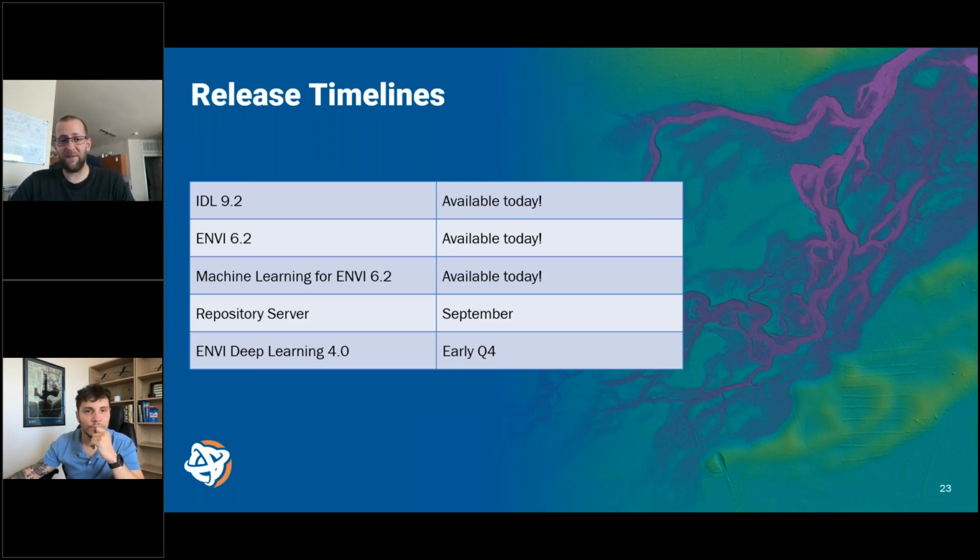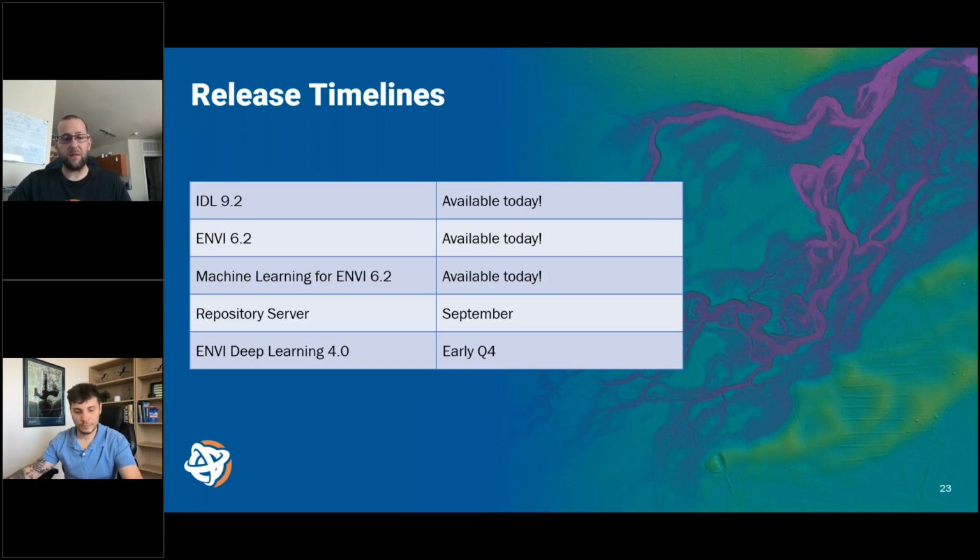We had 5 different pieces of technology that we were actually showing today. So 3 things are available right now. If you go to our downloads portal, you have IDL 9.2, ENVI 6.2, and machine learning for ENVI 6.2. All of those you can download and utilize right now.